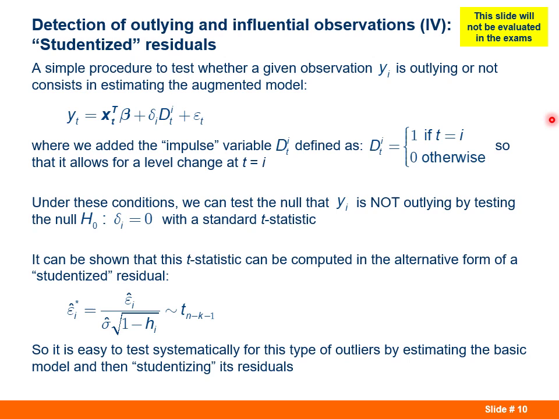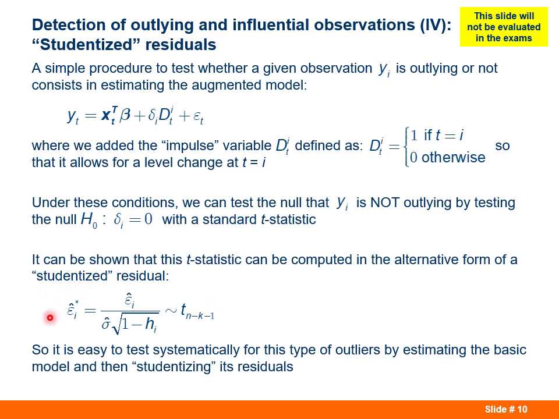Under this condition, we can test the null that y sub i is not outlying by testing the null that delta sub i is equal to 0 with a standard t statistic. This t statistic can be computed in this alternative form. This is called the studentized residual.